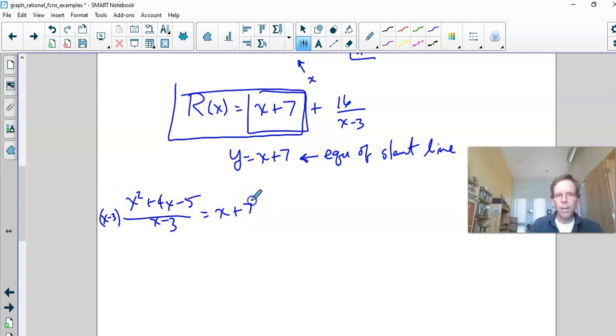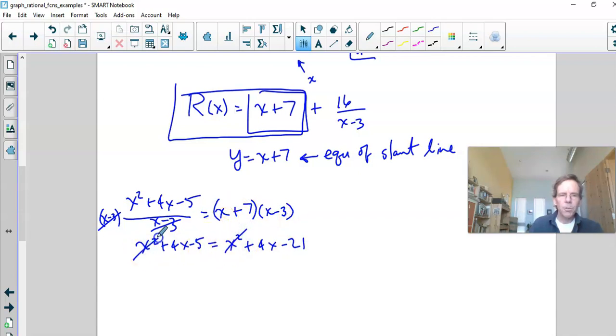Remember, when you solve a rational equation, you multiply both sides by the LCD, which in this case is x minus 3. And that'll leave us x squared plus 4x minus 5. And on the right side, x squared plus 4x minus 21. I'm FOILing this in my head.